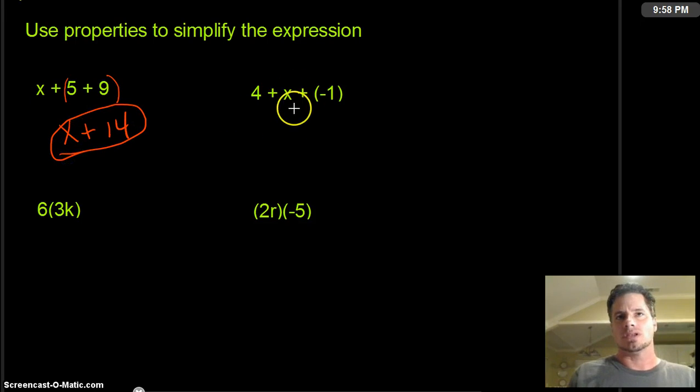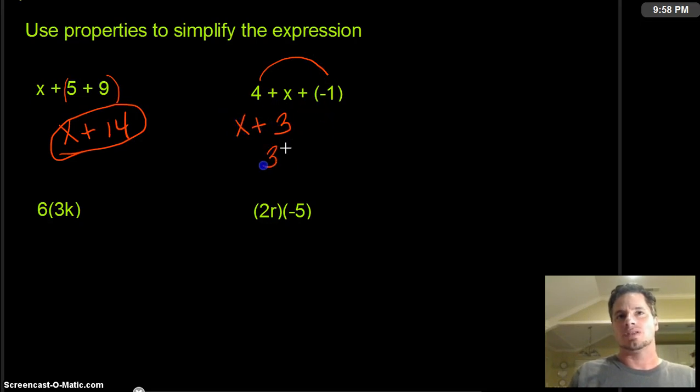X plus 14. Let's look at this one. Well, I don't know what x is. I can't add 4 to x because x is a variable. And -1, I can't really add that to x either. But I can sure add 4 and -1 together. And when I do that, I get 3. And that's actually x plus 3.